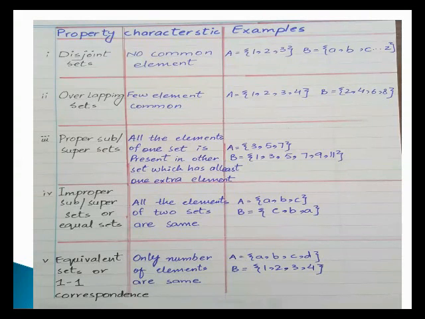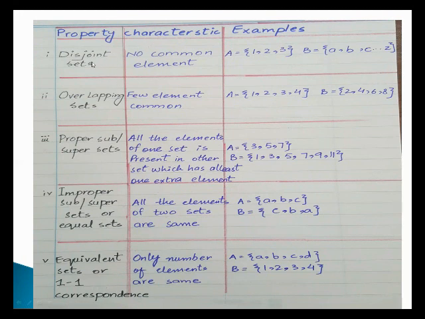Now I repeat the properties again, because they are very important and they will be used in your next classes, so you should know about them. The properties are disjoint, overlapping, proper sub and superset, improper sub and supersets, which may be known as equal set. The last is equivalent set, or known as one-to-one correspondence.